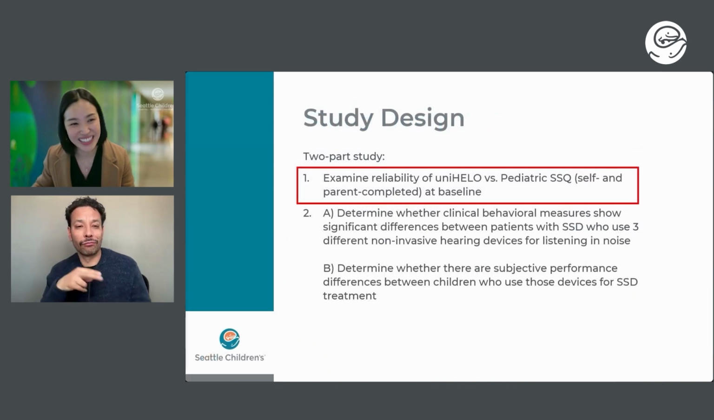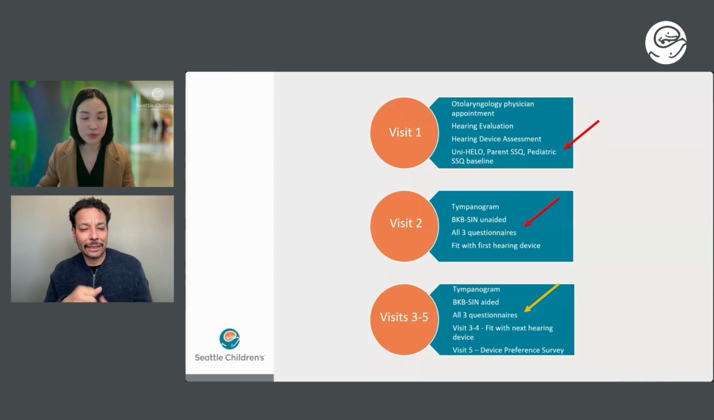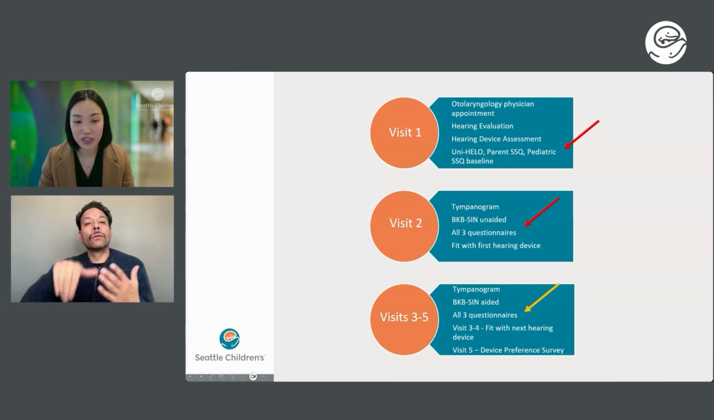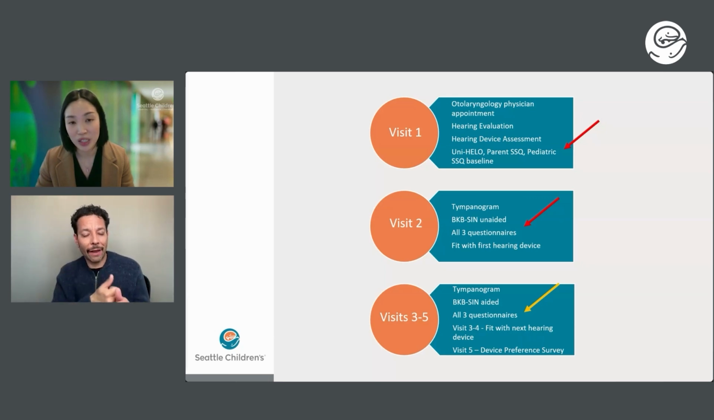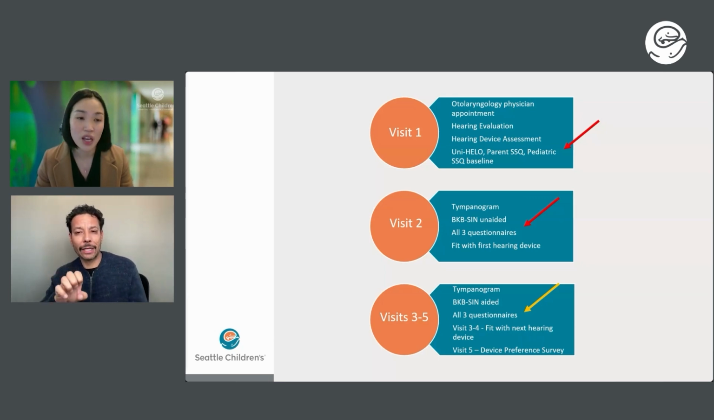We'll breeze through this. We're trying to examine the reliability of the Unihilo versus the pediatric SSQ at baseline, so with no device use. The whole study involved 5 visits. We'll talk about that in the next presentation, but I did want to point out in visit 1 and visit 2, all of the visits were about 3 to 5 weeks apart, and in visit 1 and visit 2, alongside other things that we did in the visits, we did administer the Unihilo, the parent part of the pediatric SSQ, and the self-reported pediatric SSQ at baseline, so with no device use. And at the second visit, we also completed the 3 questionnaires, again, with no device use for comparison's sake.